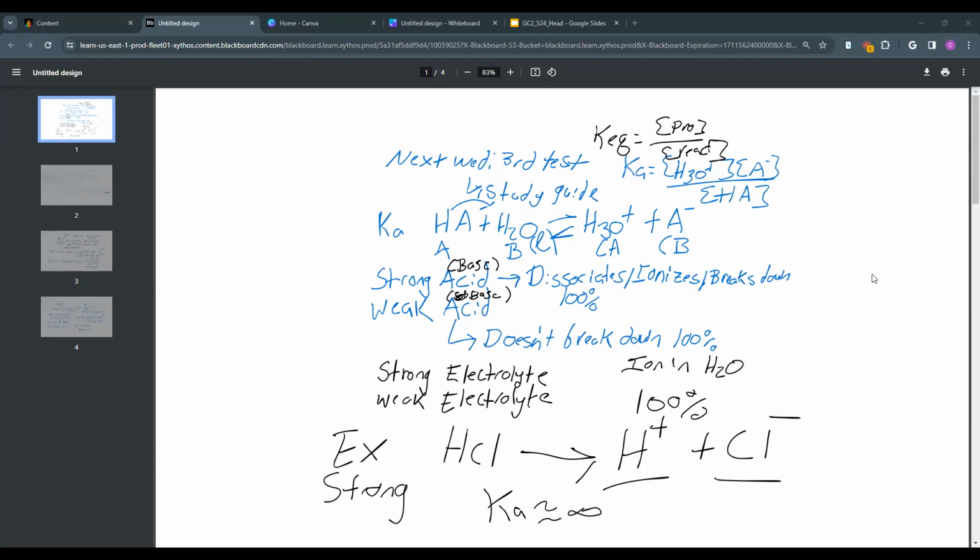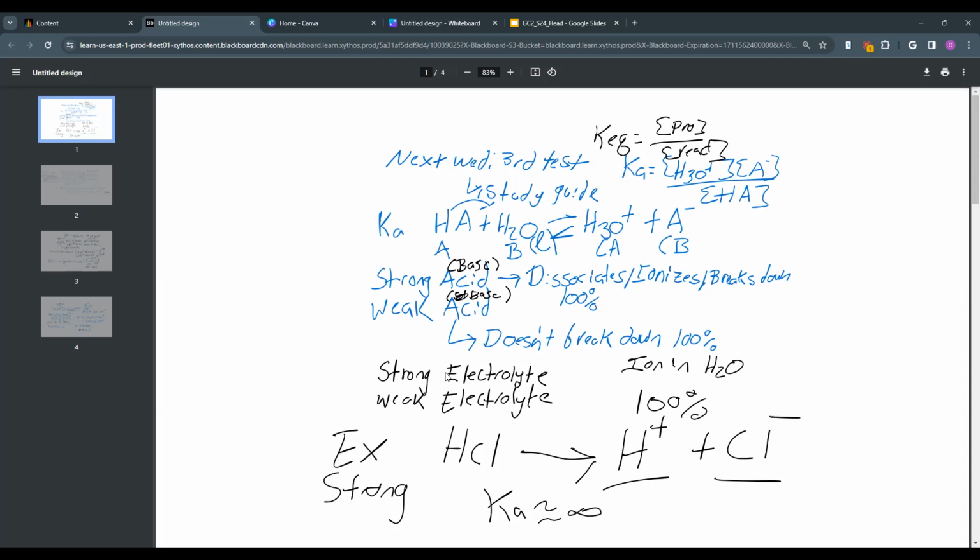On Monday, we looked at Ka and Kb. Remember, these are equilibrium constants, Kq, but for acid and base. Same thing though, products over reactants. And we talked about this idea of strong. A strong acid dissociates 100%, ionizes, breaks down 100%. A weak acid doesn't, so it breaks down less than 100%.